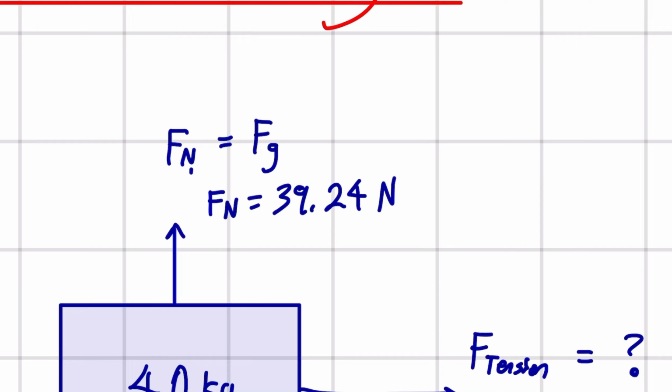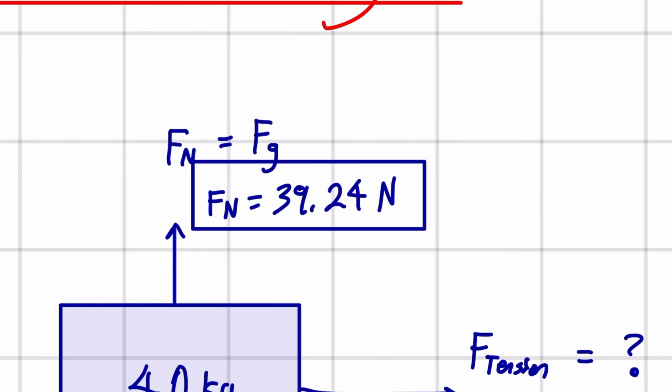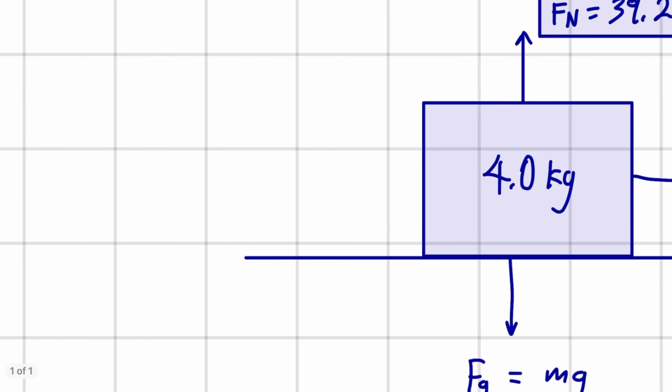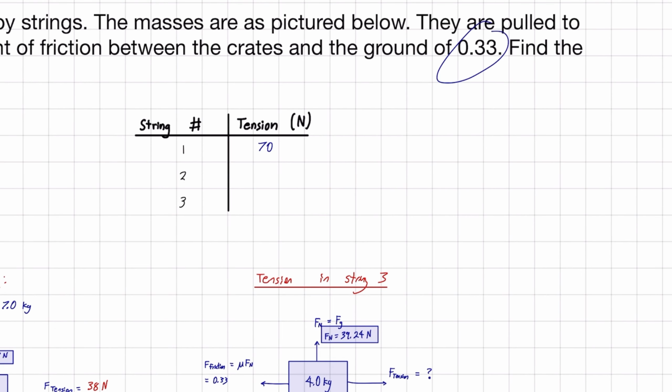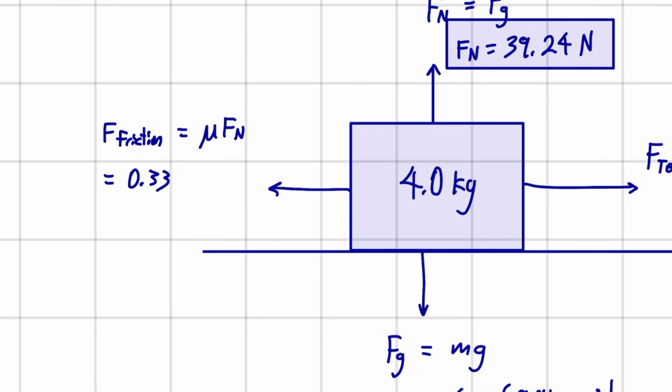Let me redraw this box. Okay. And then the force of friction. Force of friction is equal to mu times the normal force. So again, our mu, which was given in the question, 0.3 times 39.24 newtons. So that tells us that the force of friction is equal to 12.95 newtons.